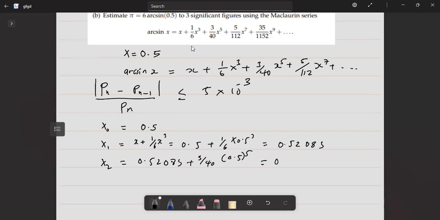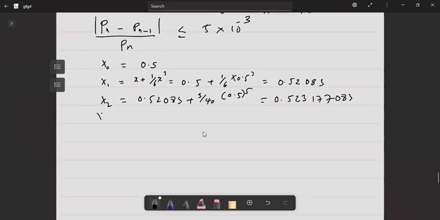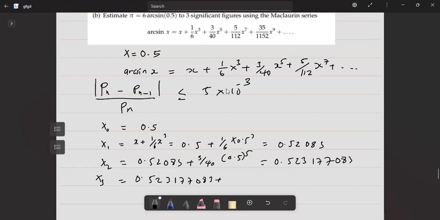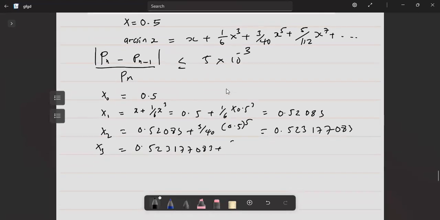So we are getting about 0.523177083, just like that. Okay, so our x3 can go on and so forth. So x3 will be this value, 0.523177083, plus the next term, and the next term is 5 over 112, and then 0.5 to the power 7.